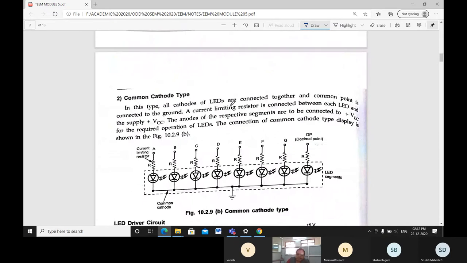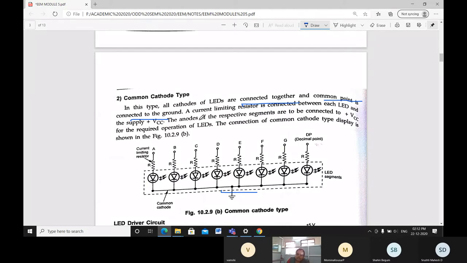All cathodes of the LEDs are connected together and the common point is connected to the ground. Here a grounding connection is there. A current limiting resistor is connected between each LED and the plus VCC.